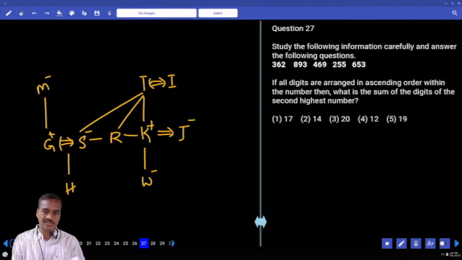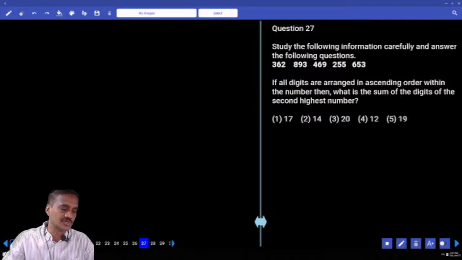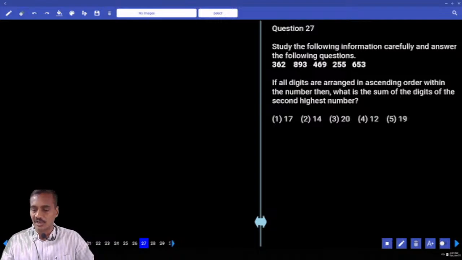Now 5 or 4 ఇచ్చారు అక్కడ and 4 questions. Hence which is better to opt for? This one, 27 onwards. Then 27 is start chain. Then 27. All the digits are arranged in ascending order within the number.